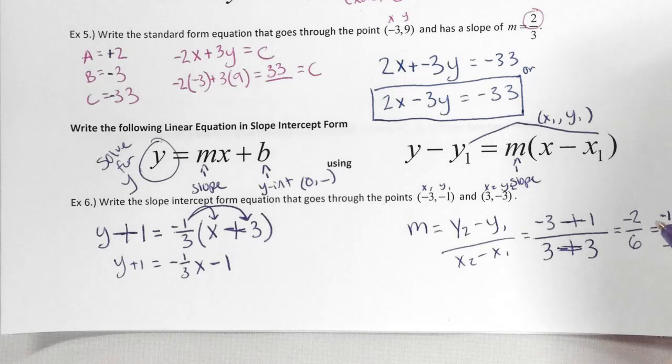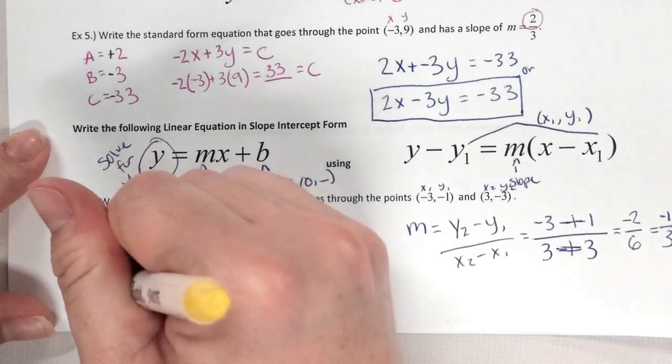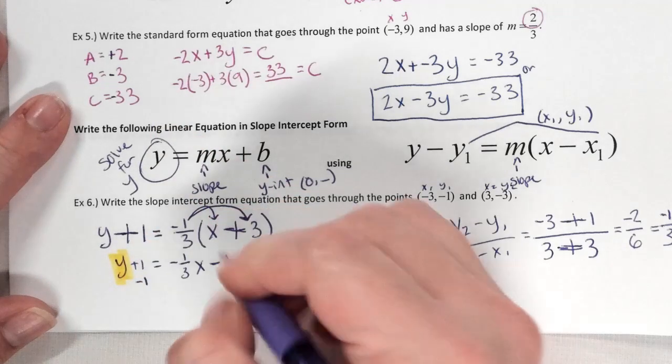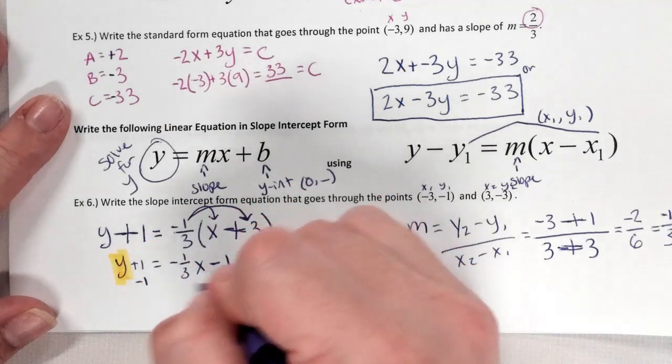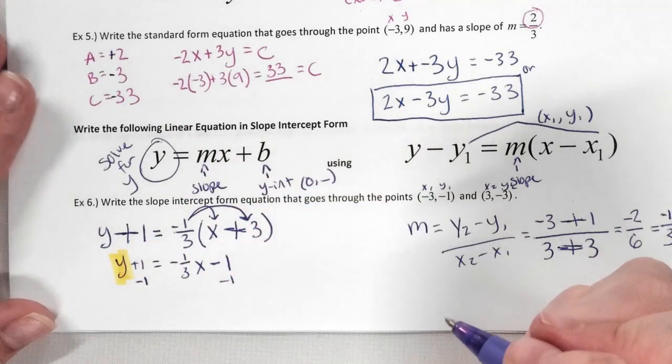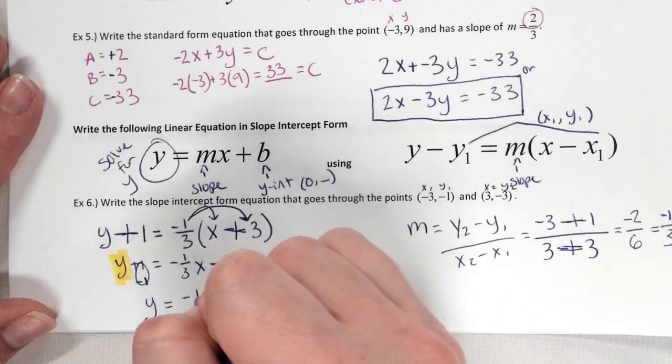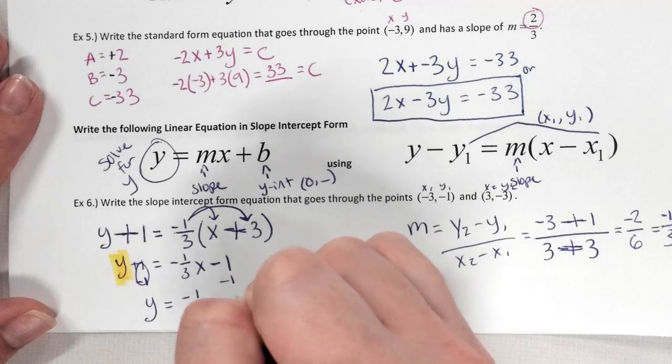Okay, now what's my last step? What do I need to get rid of to get y by itself? Yeah, I need to get rid of this plus 1, and the opposite of plus 1 is minus 1. So I'm going to subtract 1 from both sides. Not from the 1/3, because that has an x, this doesn't. So from the negative 1. And I get y equals negative 1/3 x minus 2.